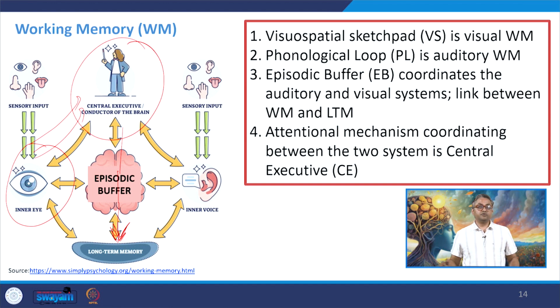And this visuospatial sketchpad, he referred to as visual working memory. Another type of system he used was the inner voice, or phonological loop. Any type of information having an auditory component or feature is part of the phonological loop. Now, this phonological loop, he referred to as auditory working memory.